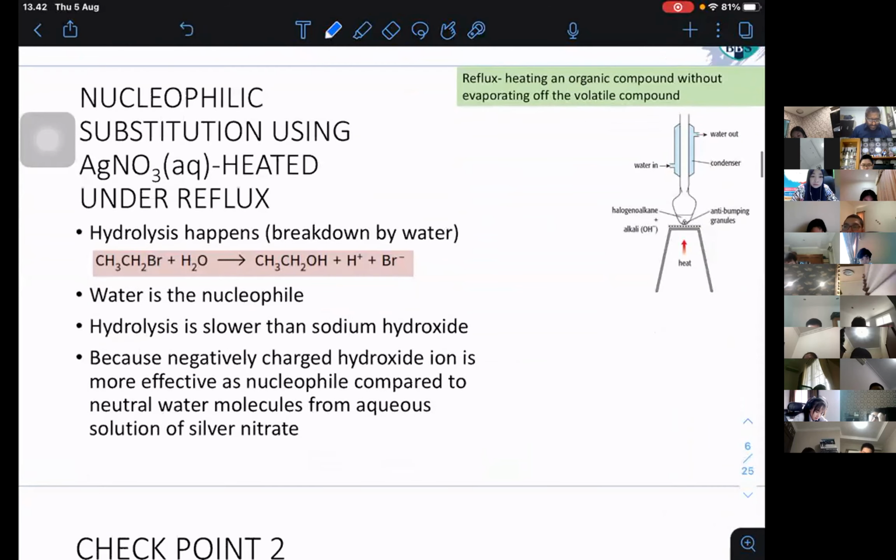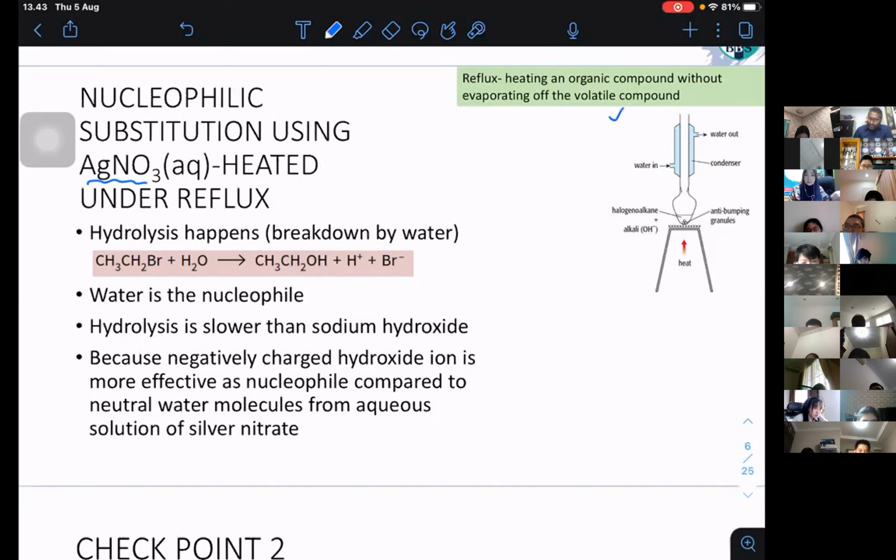That is going to be the nucleophilic substitution reaction with sodium hydroxide. But there is another type of reaction similar to that, where I am not going to use sodium hydroxide. I am going to use silver nitrate solution, in a similar situation, heated under reflux. But a slightly different kind of reaction is going to happen. We call it hydrolysis. What is hydrolysis? Breakdown using water.